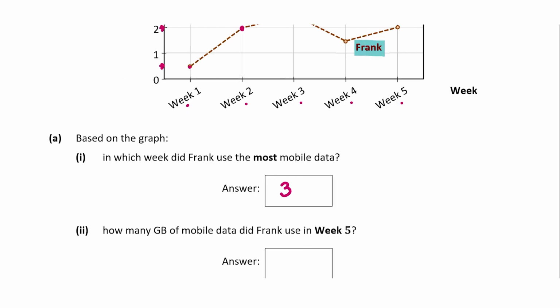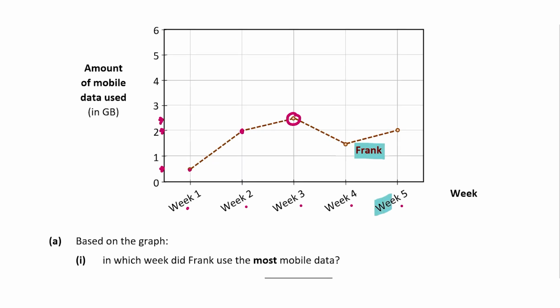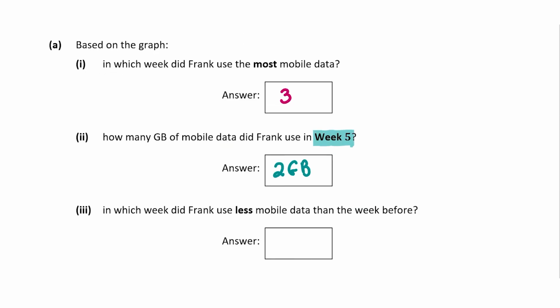So let's move on to the second part of question A, and this asks us how many gigabytes of mobile data did Frank use in week 5? So let's go to our graph and let's go to week 5. Here's week 5, and how many gigabytes of data did he use? I'm going to go up along here, and here we can see that he's after using 2 gigabytes, and we can go over to the y-axis just to be sure. It brings us over to 2 gigabytes of data. So he's used 2 gigabytes of data in week 5.